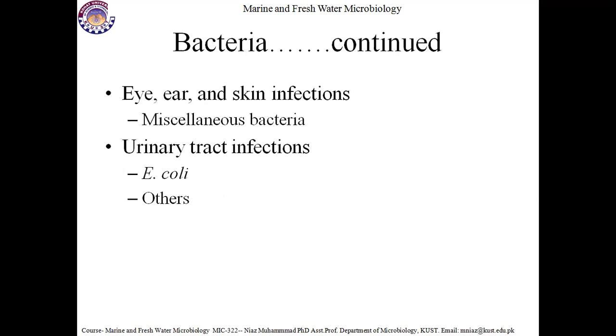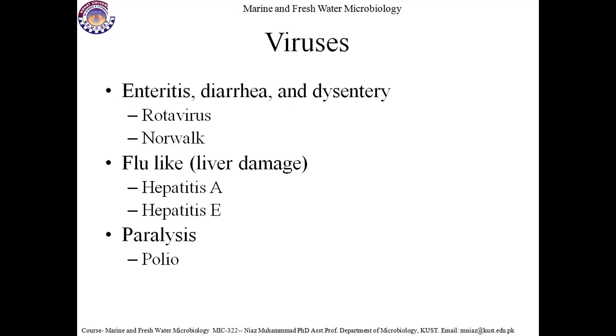Bacteria are also causing eye, ear, and skin infections, and numerous types of bacteria are involved, so we can say miscellaneous bacteria are involved. Bacteria also cause urinary tract infection, UTI, and mostly E. coli and other microorganisms are involved in it. And viruses are also causing enteritis, diarrhea, and dysentery, with rotaviruses and Norwalk viruses involved, and liver-damaging viruses causing hepatitis A and hepatitis E. Some are causing paralysis, and the example of a paralyzing virus is poliomyelitis.